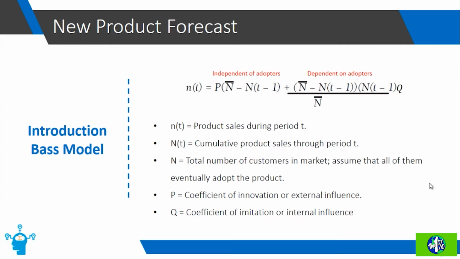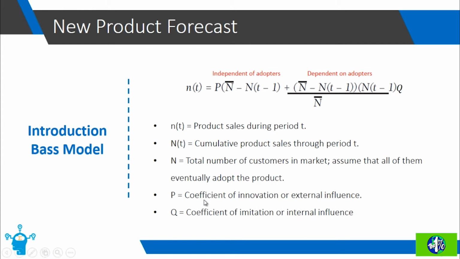Capital N t is the cumulative product sales till that period. So it is the sum of sales of the product in all the individual time periods till time t. N bar is the total number of customers in the market, and we have an assumption that all of them are eventually going to adopt our product. So this is the eventual number of customers that we are going to get with our product. P is the coefficient of innovation and Q is the coefficient of imitation.